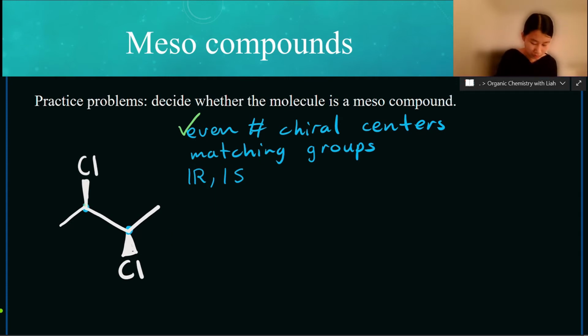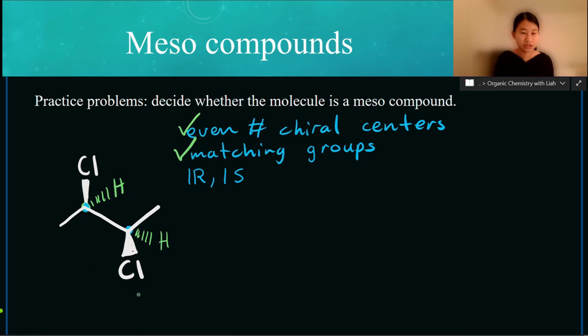So this carbon over here has a CH3, a chlorine, a hydrogen, and the rest of the molecule over here. You will notice that looking at this chiral center, this one is bonded to a CH3, a chlorine, a hydrogen, and the rest of the molecule. So yes, they have matching groups.